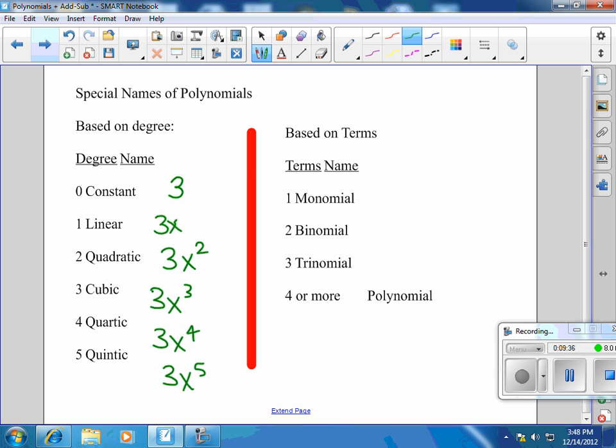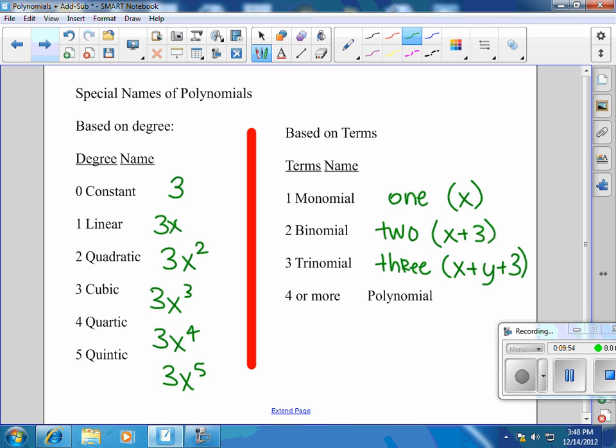And then we can also name things based on terms. Remember, a monomial just means one term, like x. Binomial means 2 terms, x plus 3. Trinomial means 3 terms, like x plus y plus 3. And then after that, we run out of names. We just call it a 4-term polynomial or a 5-term polynomial, and so on.